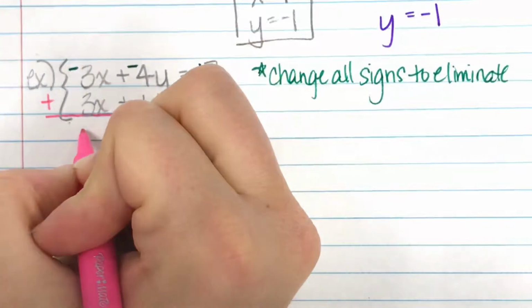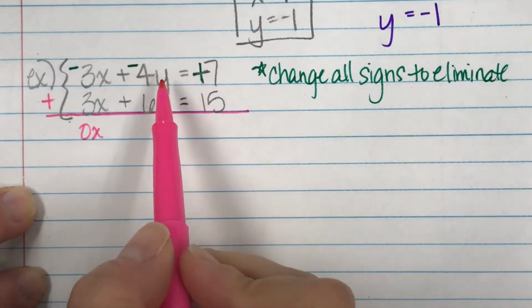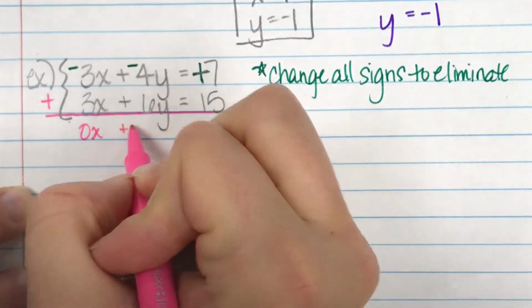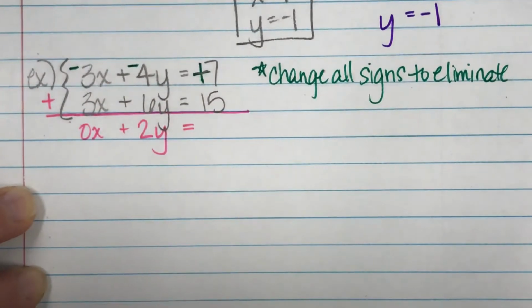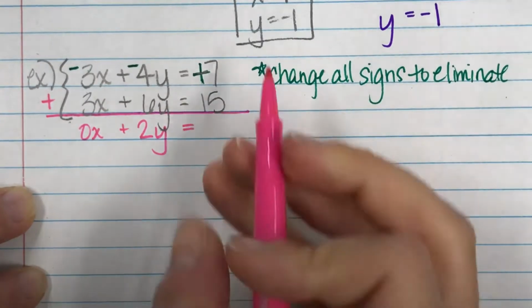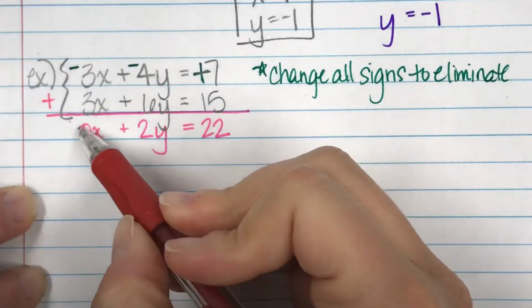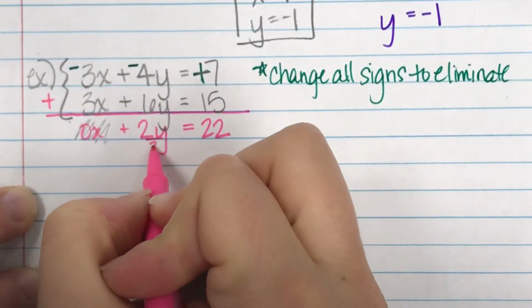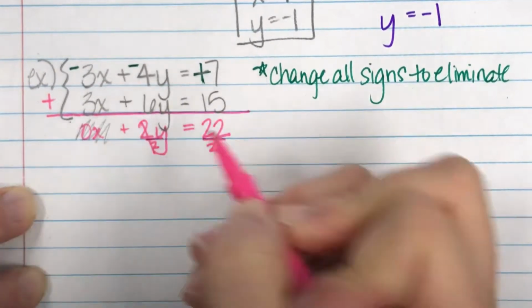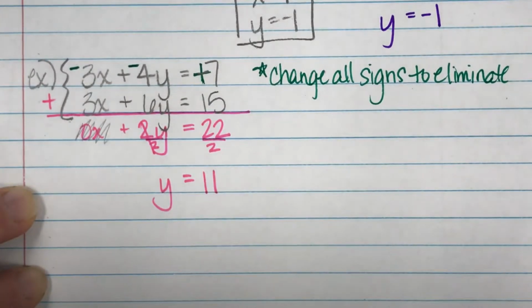Negative 3x plus 3x gives me that 0x that I like to see. Negative 4y plus 6y makes positive 2y. Equal sign drops down. Positive 7 plus 15 makes 22. Okay, this eliminates, so I can ignore it. Divide by 2 and divide by 2 so that cancels out. And I end up with y equals 11. Halfway there. We know what the y value is.